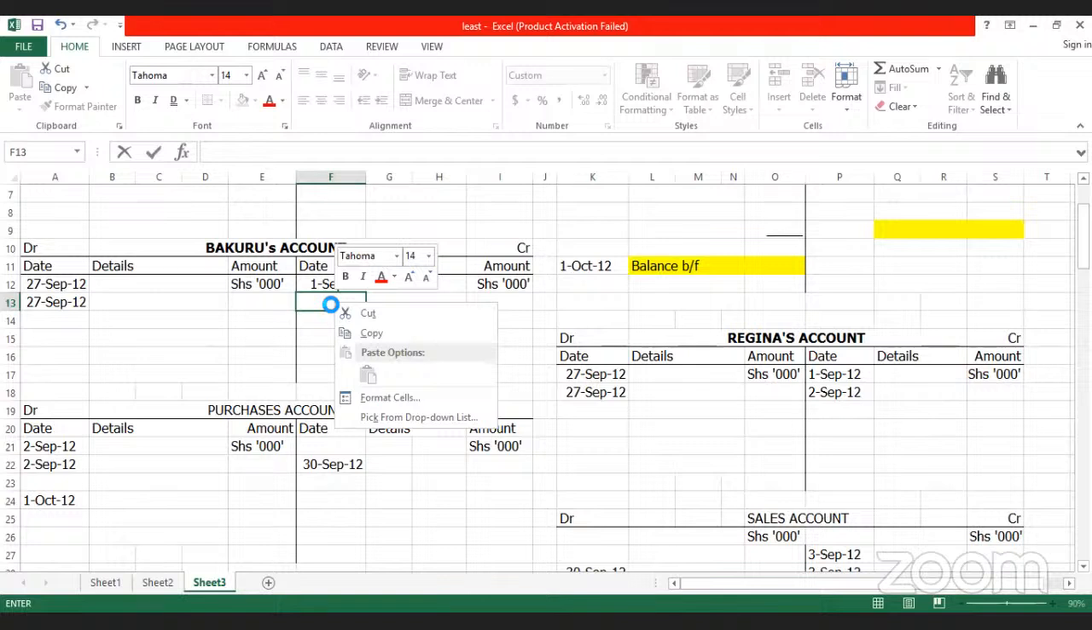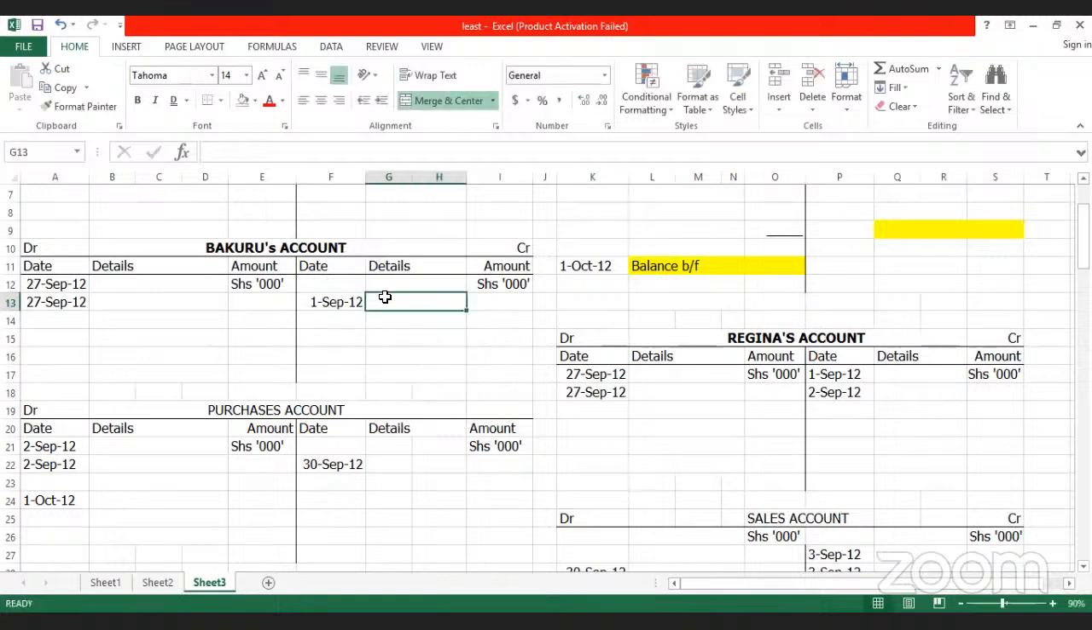Vapuru's balance is 1,200. We credit; these are liabilities to the business. Liabilities have a normal credit balance brought forward. Vapuru is 1,200. So we enter that balance. Then also do the same.